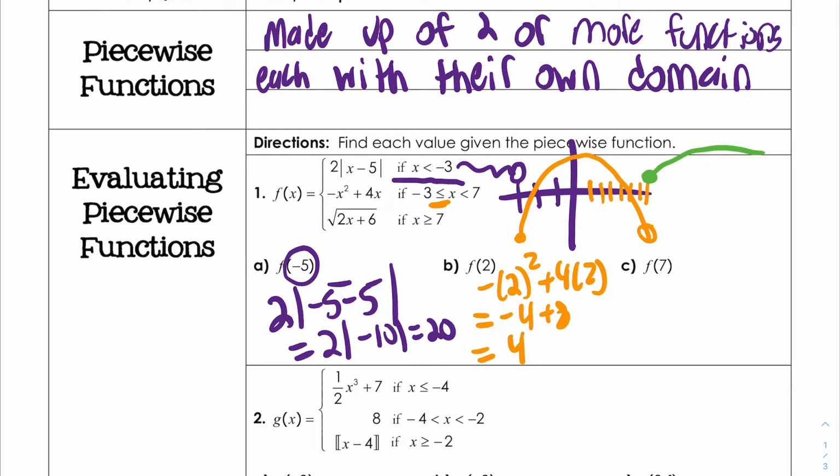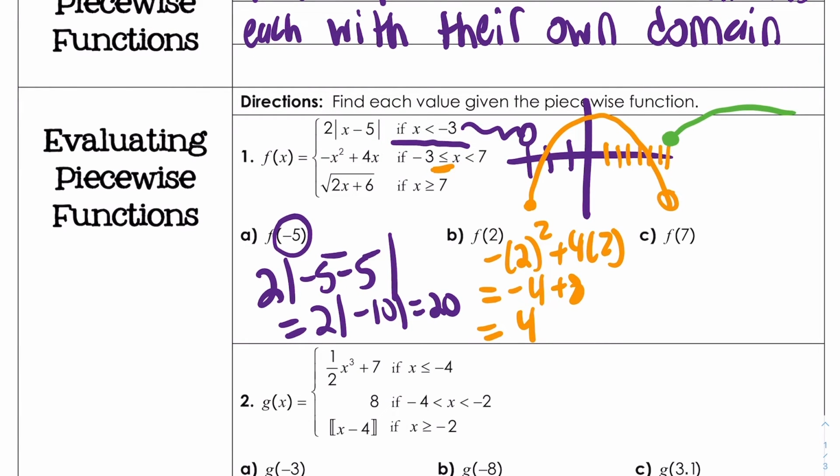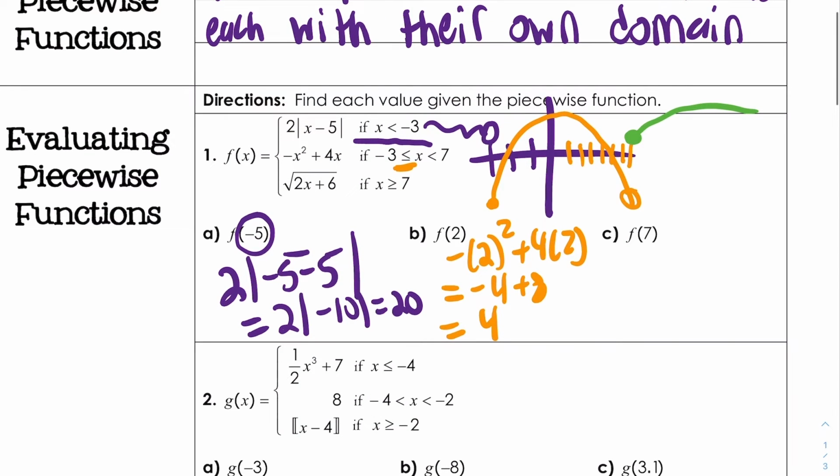For the last part, it's directly at 7, which is at the boundary. So let's just make sure. If we are including the 7, that's going to be the square root function. So I'll switch to that color. Square root of 2 times 7 is 14 plus 6, square root of 20.